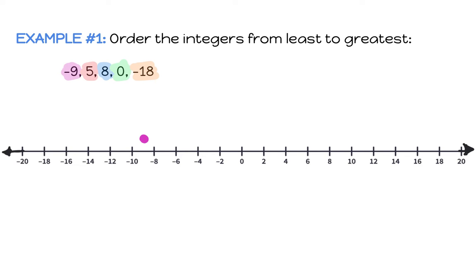Awesome. All right, let's just keep going. 5. Okay, well, 5 would go between 4 and 6. 8 we can see on the number line, so we'll put our point there. We'll put in 0. And last one, we'll put -18.